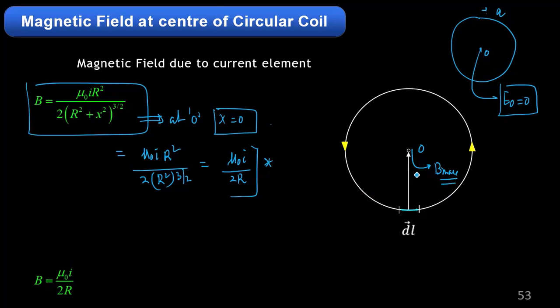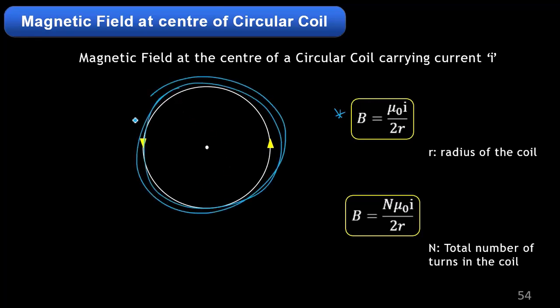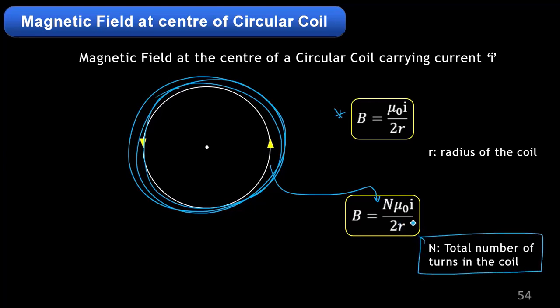So if I move right or left away from the point O... So B at the center of the coil is mu naught I by 2R. If the coil has n number of turns, you have to multiply by n. So B is equal to n into mu naught I by 2R, where n is the total number of turns in the coil. So I can use a single turn coil or a multiple turn coil. Once I increase the capital N number, that means the B number is going to increase.